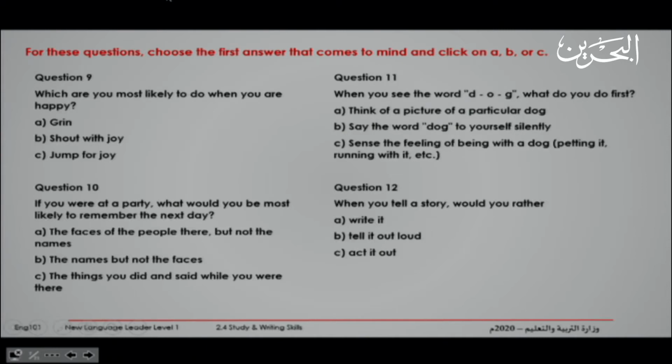Question 9. Which are you most likely to do when you're happy? Grin, which means smile, shout with joy, or jump for joy.